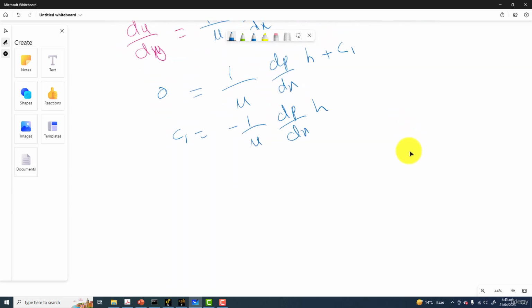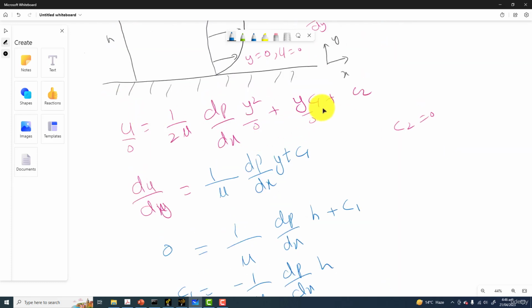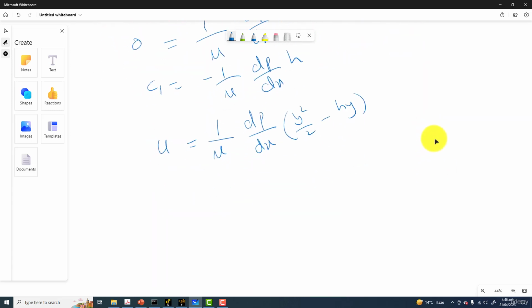Okay, so now we can write down u. Because c2 is equal to 0, I can write down u as 1 upon mu and dp by dx, and y square upon 2 minus hy. So you can simplify this equation in this way. Just put the value of c1 in u, with c2 equal to 0, and you can find this equation.